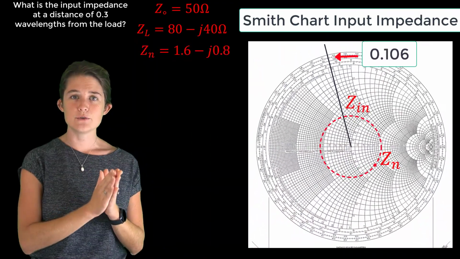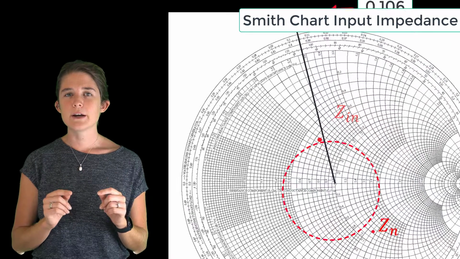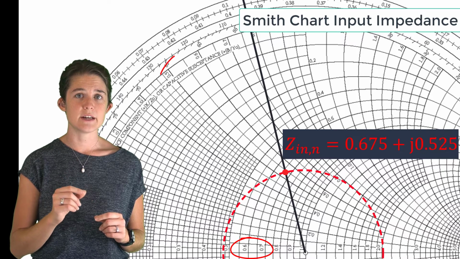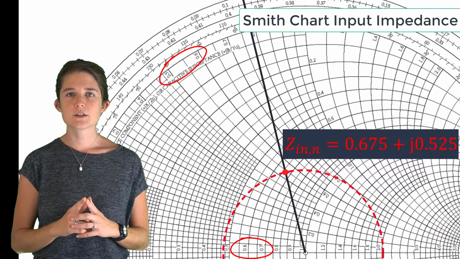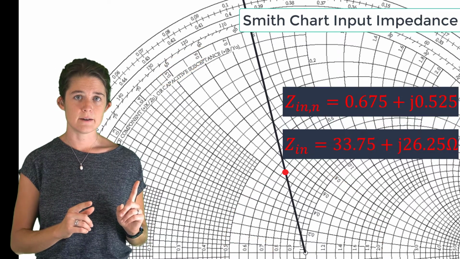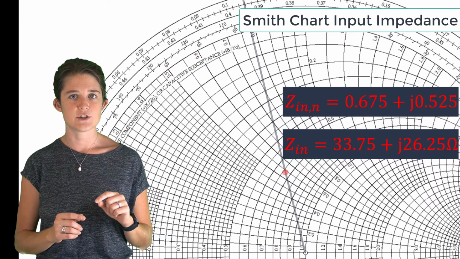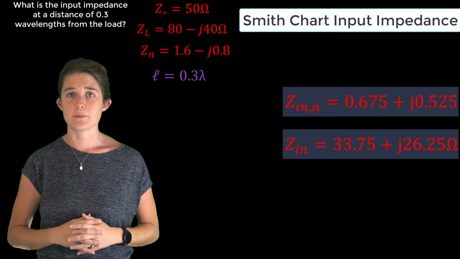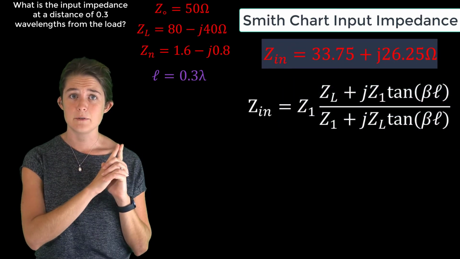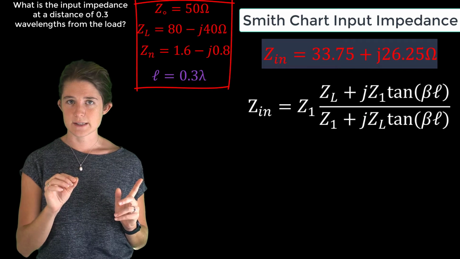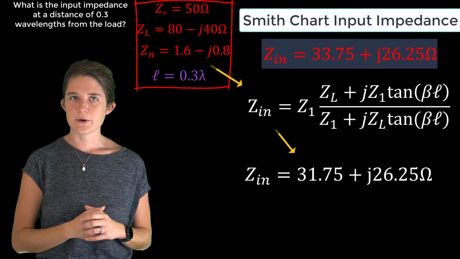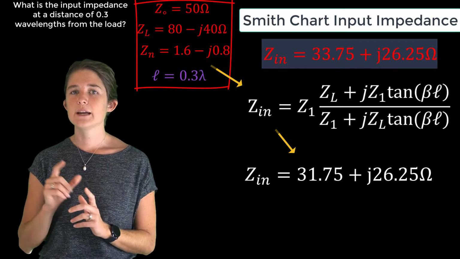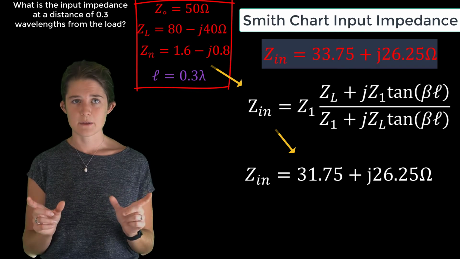At the intersection of this new line and the constant gamma circle, we can read off our new normalized input impedance, which is 0.675 plus J0.525. This corresponds to an unnormalized value of Zin equal to 33.75 plus J26.25 ohms. Again, let's check this using our equation for input impedance. We know that the input impedance is given by this equation, and if we plug in the values for this example, we get that Zin equals 31.75 plus J26.25 ohms. So again, the answer obtained graphically is very close to the answer obtained mathematically.